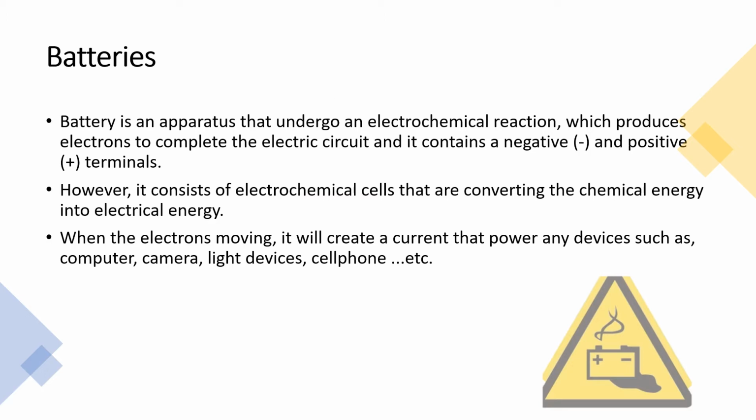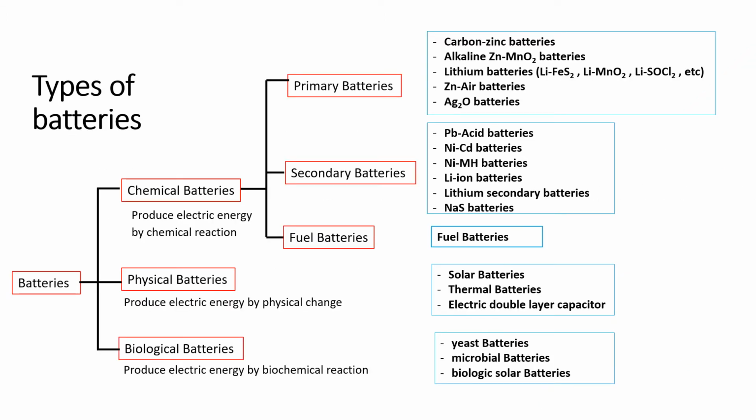So this is a little bit about batteries. There are different types of batteries. The most common are chemical batteries, physical batteries, and biological batteries. You will be surprised that there are also biological batteries. We will discuss all these types one by one. First, chemical batteries. They produce electric energy by a chemical reaction, and they are divided into three types: primary batteries, secondary batteries, and fuel batteries.